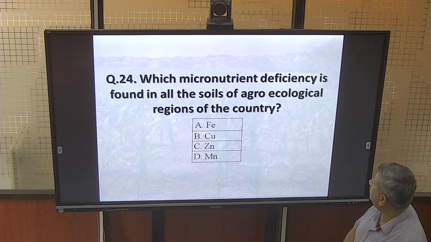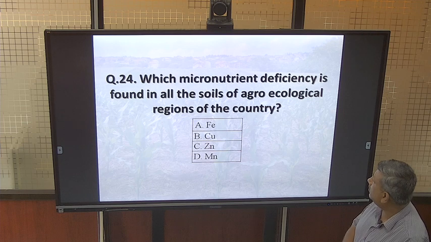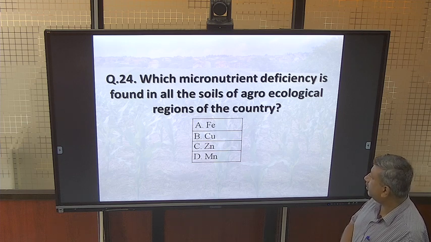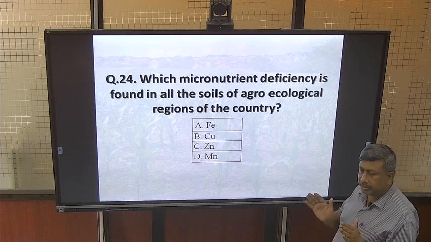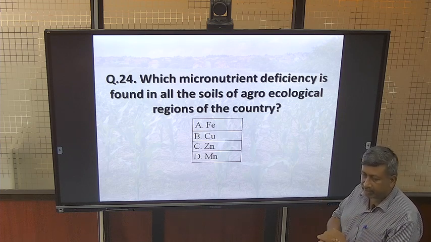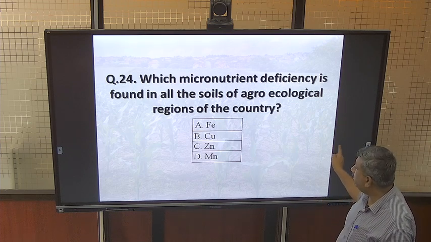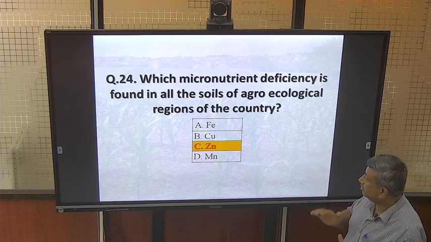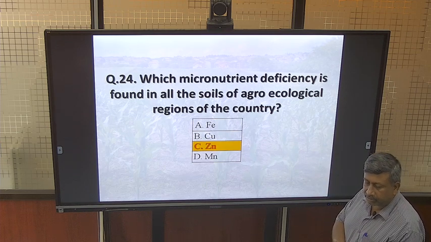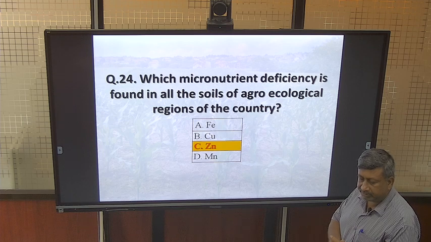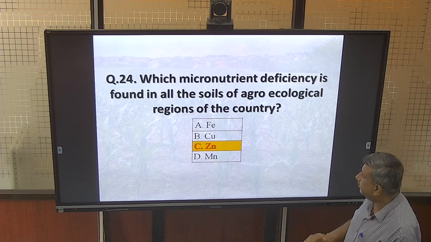Which micronutrient deficiency is found in all the soils of agroecological regions of the country? The most abundant or most occurring micronutrient deficiency in our country is zinc. So, zinc is the most abundant or occurring deficient nutrient in our country.